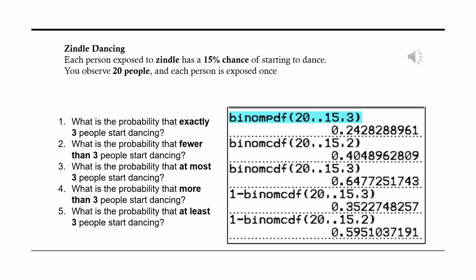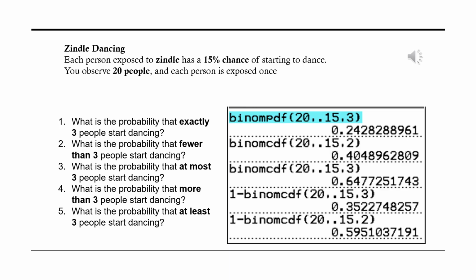So each person exposed to Zindel has a 15% chance of starting to dance. Well, that's fun. Now, the reason I have this screen on there is that there are 5 different possibilities, and I want you to see what each of the 5 possibilities would look like, and compare and contrast them. So what's the probability that exactly 3 people start dancing?